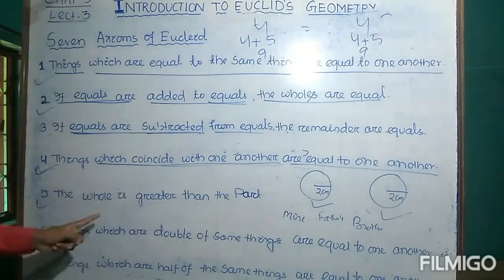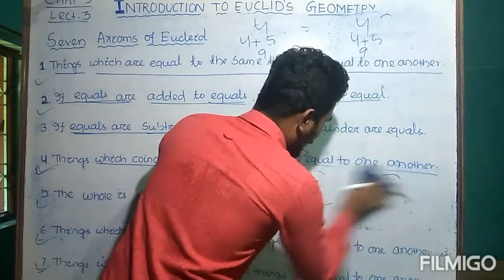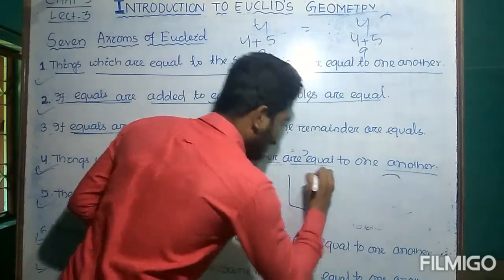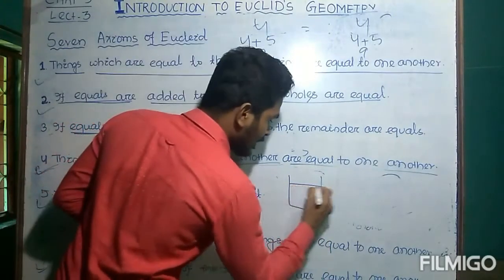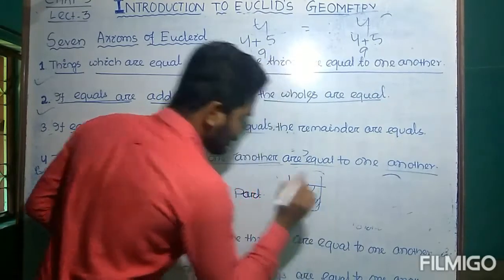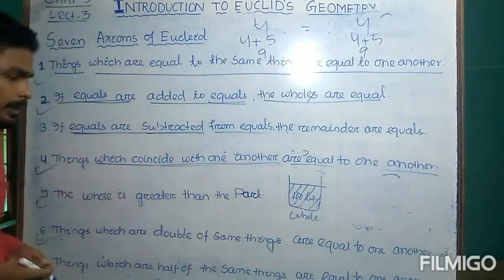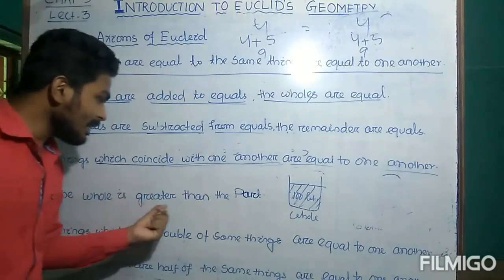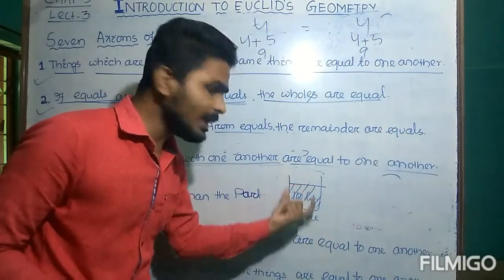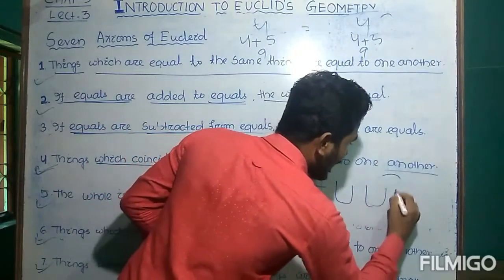Next, the whole is greater than the part. What does it mean? Suppose there is a container which contains 100-liter water. Okay, so this is known as the whole. Whole means total. The whole is greater than the part. Part means we have to distribute this 100-liter water into 10 buckets.